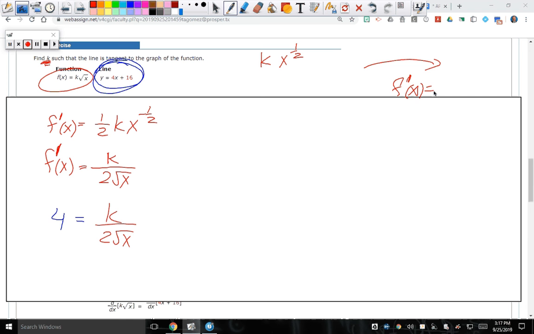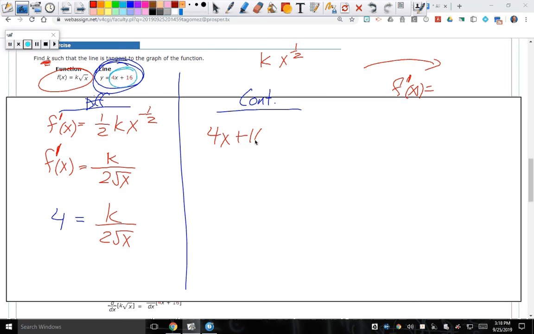Okay? So now let's do the continuity. So this is like the differentiability part of that piecewise that we were doing earlier. And we're about to do the continuity, the position. So all of this is y. So that's 4x plus 16 is equal to that.